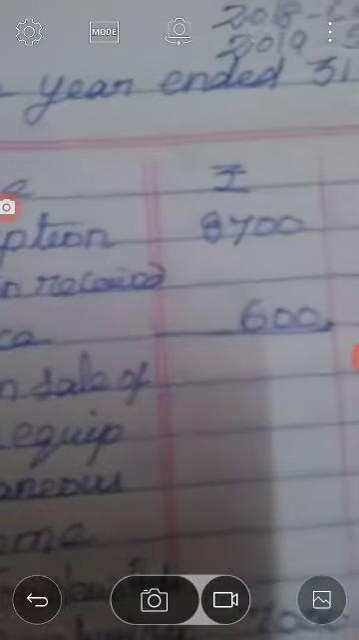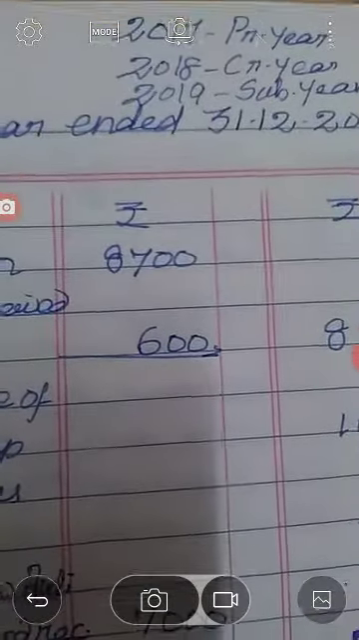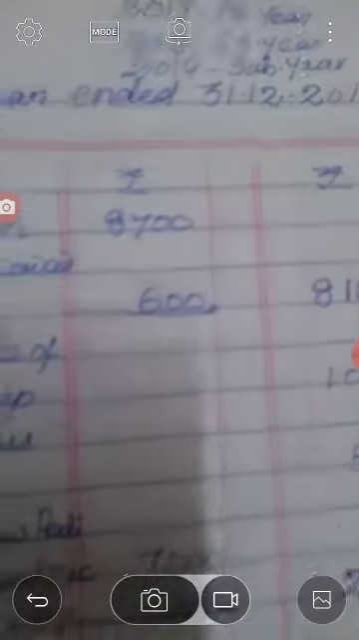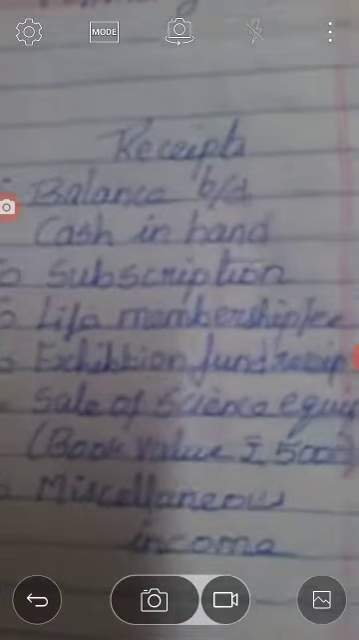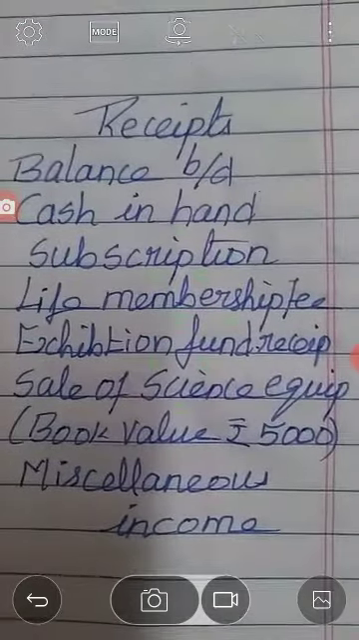Okay. Shall we pass on to the sum? Exercise number 22, page number 78. You have to put a heading income and expenditure account for the year ended 31st December 2018. 2017 is the previous year, 2018 is the current year, and 2019 is the subsequent year. We have not prepared the opening balance sheet to find the capital fund, because the capital fund is given in the sum itself.